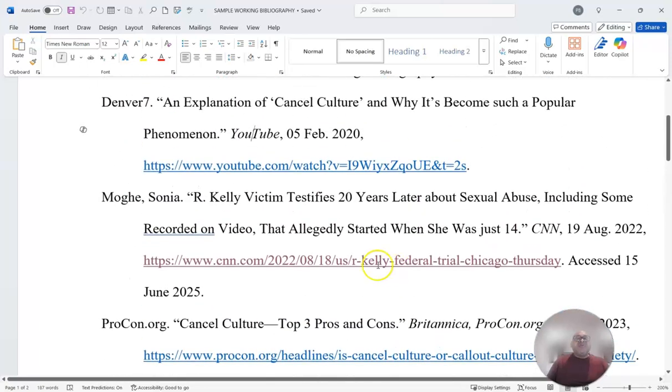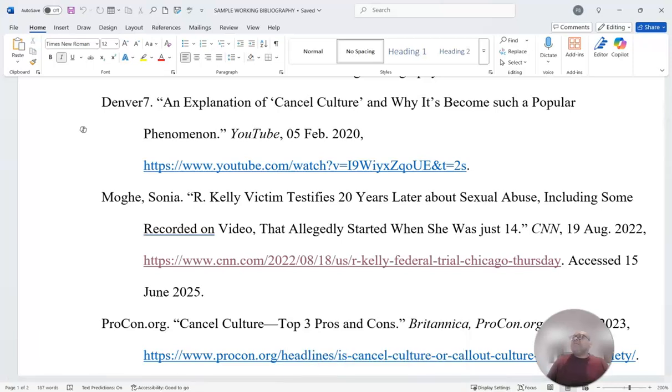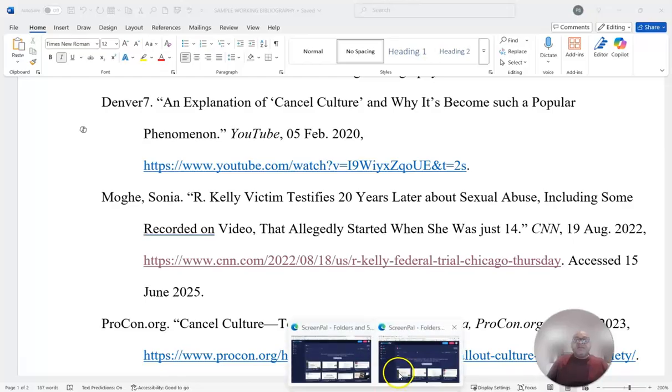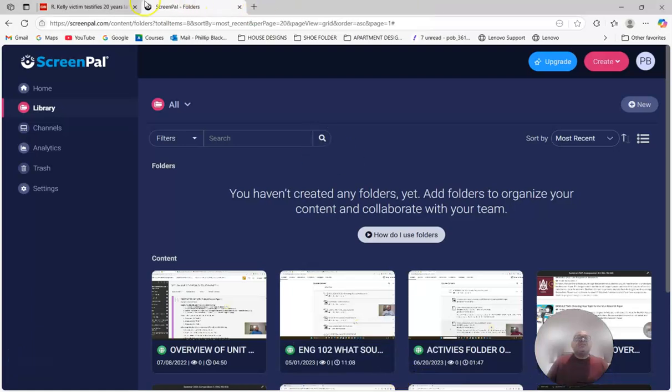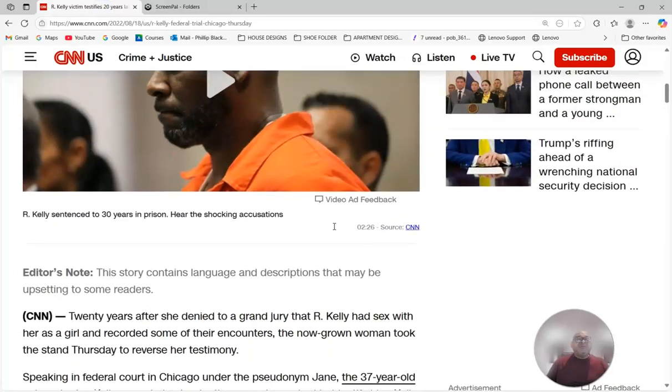So for the first topic sentence, I am pulling from this source. Because I have the URL for all of these entries, all I have to do is click on the URL and it will take me to the actual story for R. Kelly. So give me just a second because I see I missed it some kind of way, and it should be here. So I pulled up the story.